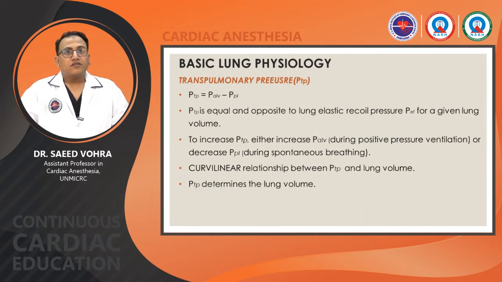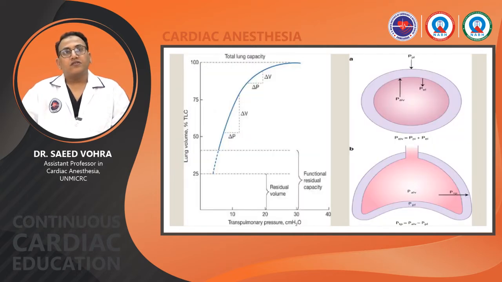There is a curvilinear relationship between the transpulmonary pressure and the lung volume. Transpulmonary pressure determines the lung volume. This graph shows the curvilinear relationship between the lung volume and the transpulmonary pressure, and the transpulmonary pressure is the difference of the alveolar pressure minus the pleural pressure.